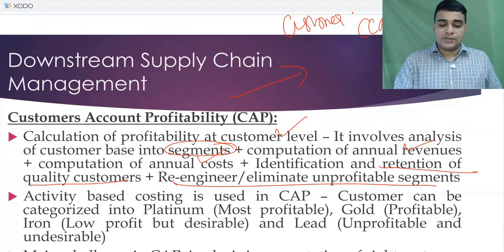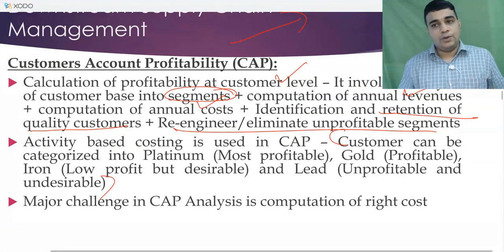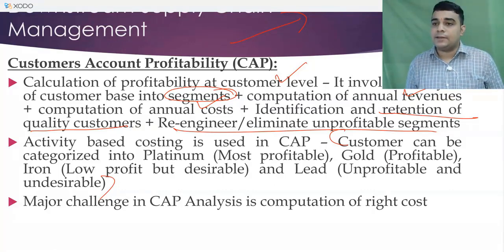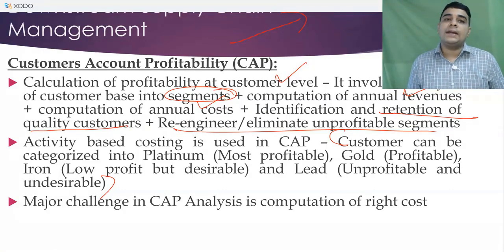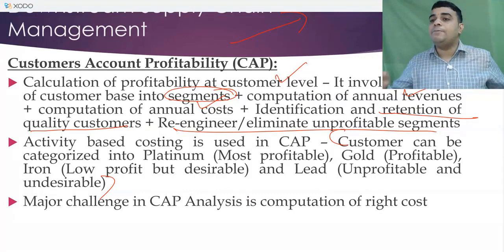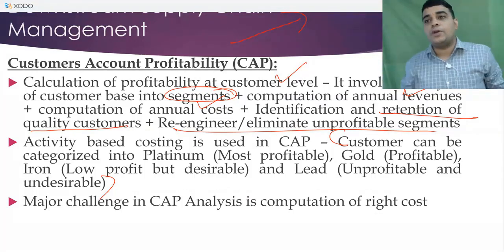Activity based costing is used in CAP. This is one of the ways of doing a customer classification. You can end up doing it in any way. I can classify my customer into platinum category, they are the most profitable. Gold category, they are the profitable customer. Iron category, low profit but desirable. Lead category, unprofitable and undesirable. This is just one example. Your wish how you want to classify.